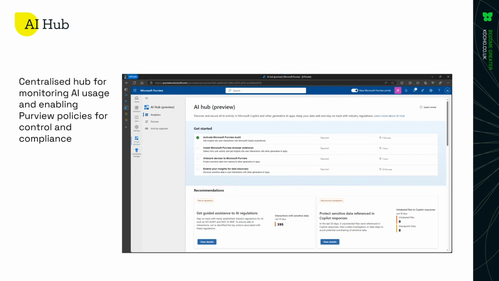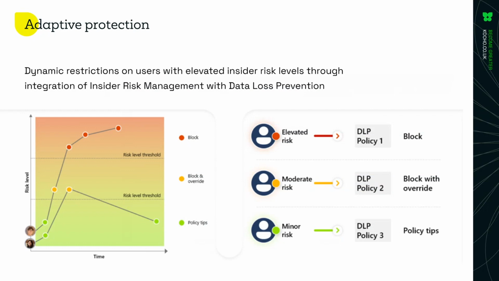Speaking of an uplift, the last new thing that's come along, and a few of you I'm sure have probably seen this already, is adaptive protection. And that's the link between insider risk management and the risk that can be assigned to a user, and then using that level somewhere else, in particular in data loss prevention. That's where it first came in, which means you can have dynamic restrictions coming from those insider risk management detections.